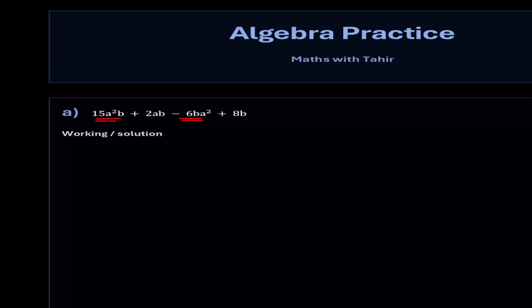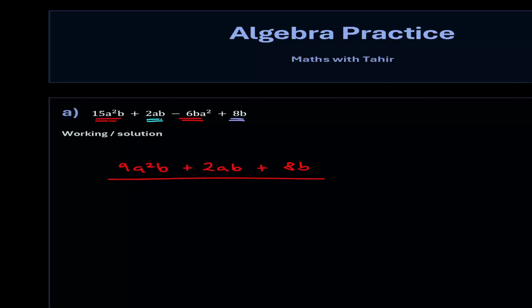So then 15 take away 6 is 9. So we could just write 9a squared b. And nothing else is like terms. The 2ab, there's no other like terms to 2ab, and this is just 8b by itself, so there's no like terms for that. So that means you can't simplify that, you can't collect those. So we just write everything else out. So it should just be 2ab plus 8b. That's as far as we could go for that question.